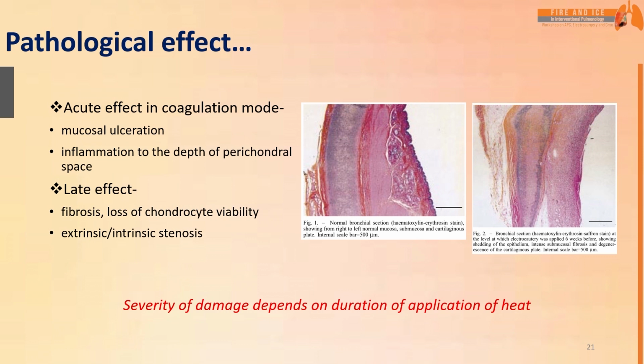In the late effect, there is fibrosis, loss of chondrocyte viability, and ultimately extrinsic and intrinsic stenosis. But you should keep in mind that these changes depend on the application time of heat on the tissue. If the application time can be minimized to less than 2 seconds, these delayed effects will not occur. So it does not solely depend on the voltage.